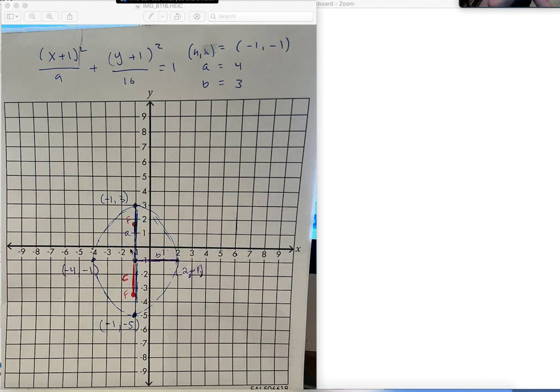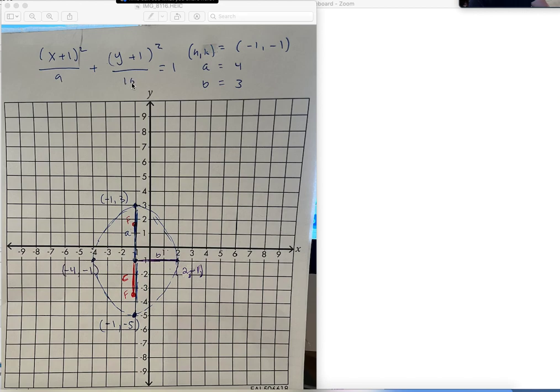For anyone else watching this video, let me catch them up real quick on how I got to here, and then I'll show you how to find the foci in just a second. So the original problem we were given is right here. So I found my HK, or my center, is at -1, -1. So I graphed that right there.